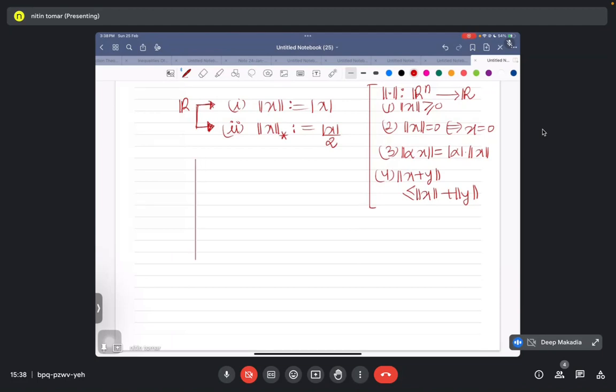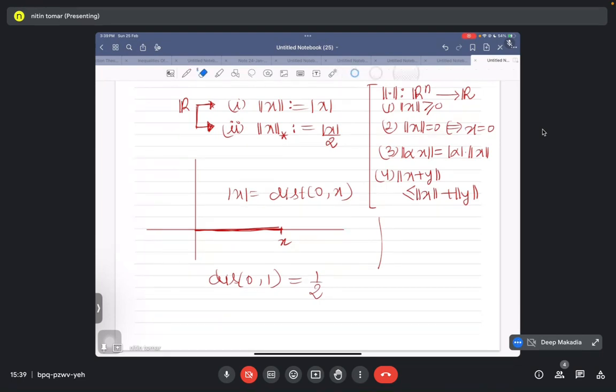What is mod x? Mod x is just the distance from 0 to x, which means the length of x. Am I correct? So who told you it should be just mod x? It could be mod x by 2, right? I am not saying the distance from 0 to 1 is 1 for me. I am saying I live in some other world where the distance is half. It could be a possibility, right? So on the same space there can be more than one norm.